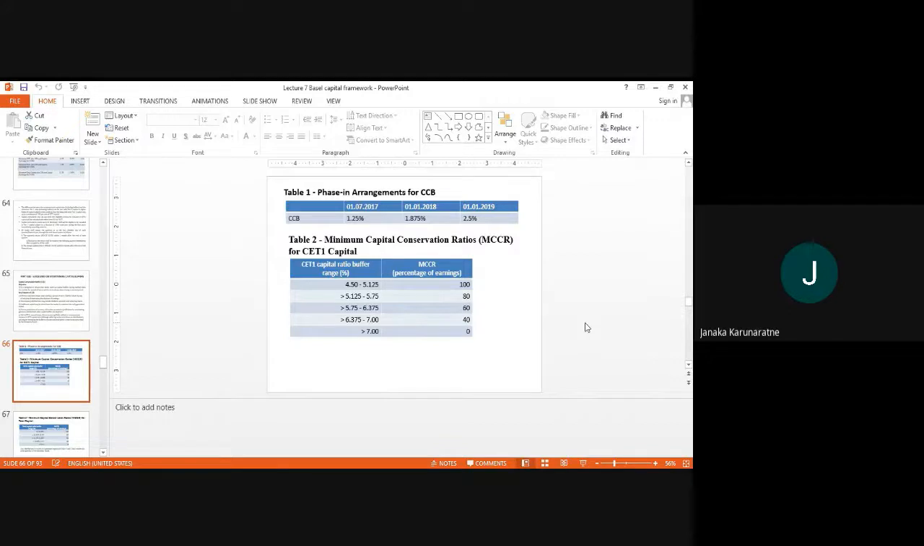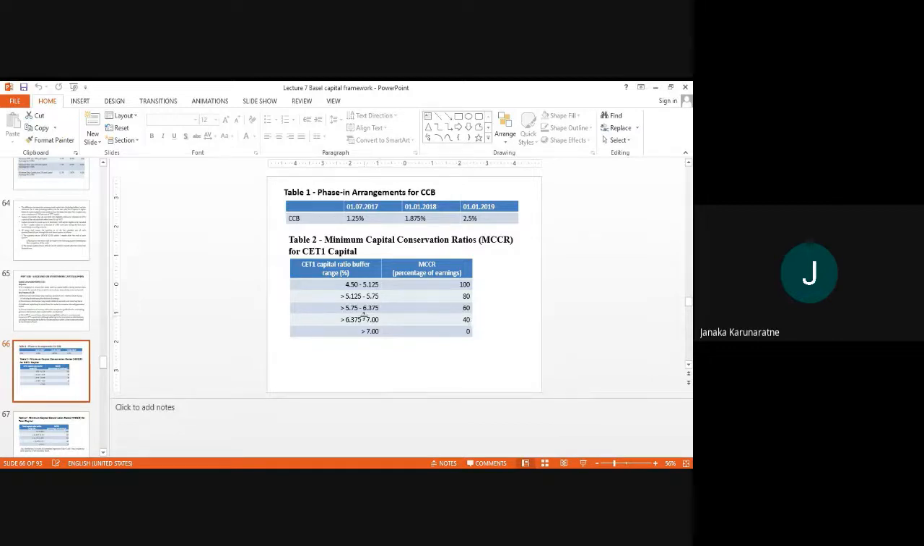Okay. So what it says is whenever you meet a stress event and the capital falls below 7%, you have to conserve the capital this way. Now, in the example I took, our ratio is 6.5. So that means you have to conserve 40% of your earnings thereafter until you build the capital to the minimum 7% level. Conserve means you are subject to certain restrictions on your earnings, right?